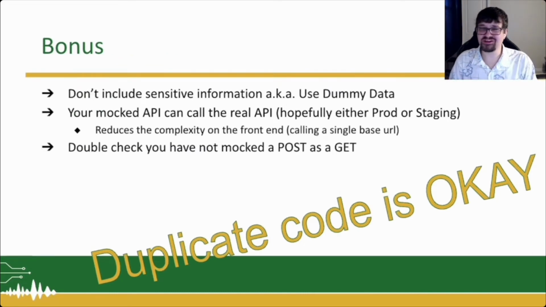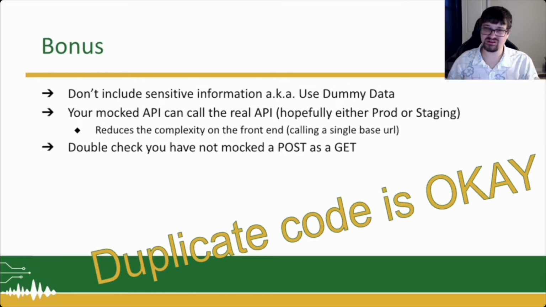I called these bonuses. I think my wife said maybe these are just like extra tips. Don't include sensitive information, aka use dummy data, right? Like if you're going to put stuff on there, don't include someone's social security stuff. Don't include real names, or people that are directly connected to the project. Judge your risk about what's exposed and what's not, right?